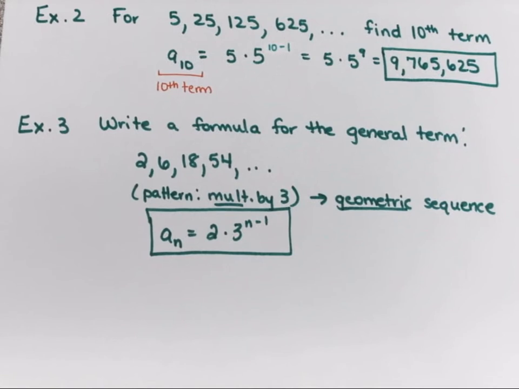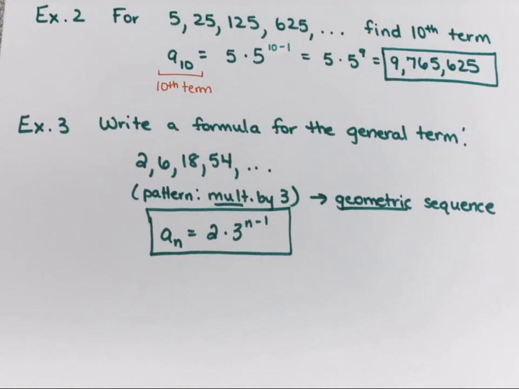Okay, so on the test, and we're going to look at the review here in a bit, you might be given just a random sequence and you have to figure out which of the two it is. But it's easy to pick it out, right? If you're adding or subtracting, it's which one? Arithmetic, right? And if you're multiplying, it's which one? It's geometric.